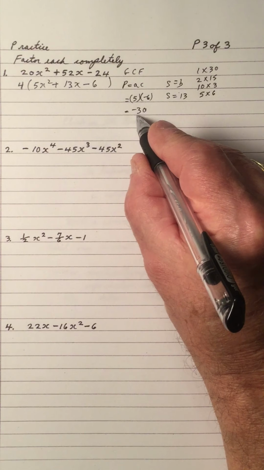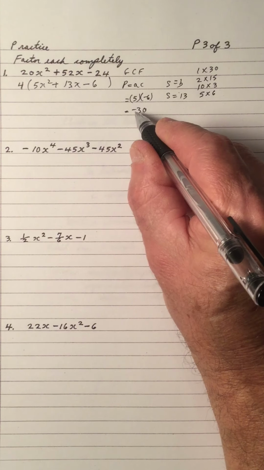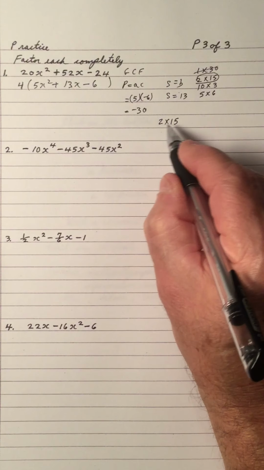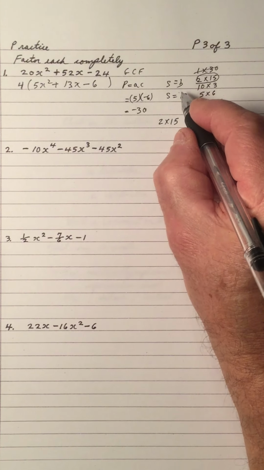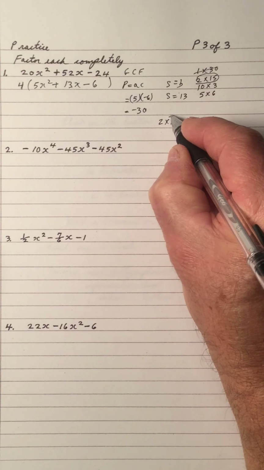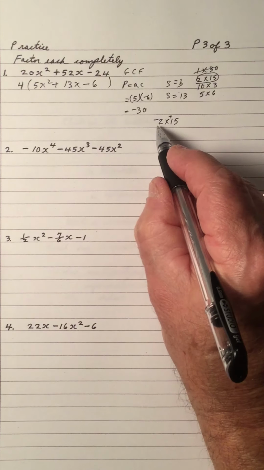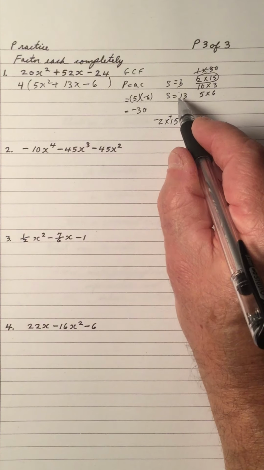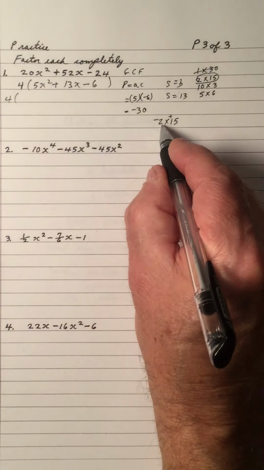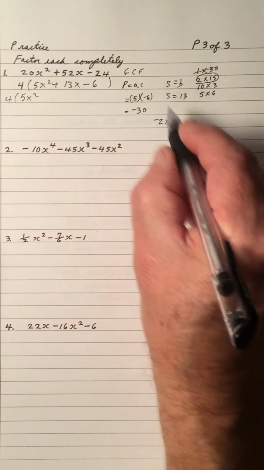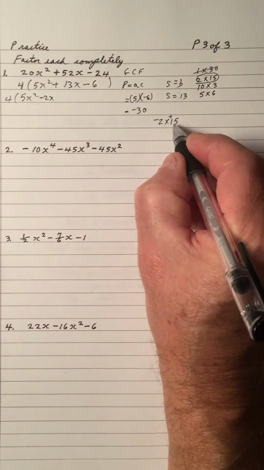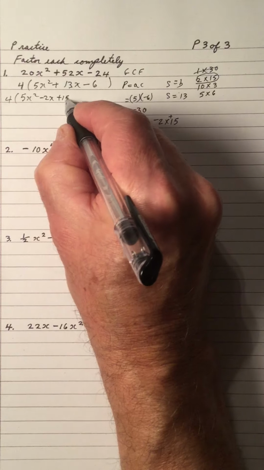So the product is negative, so the factors are going to be a plus and a minus, so that means they differ by 13. Yep, there they do. They differ by 13. So 2 times 15. But of these two, one of them is positive and one of them is negative. So the sum is positive, so that means the larger one is positive. Smaller one is negative. Multiply, negative 30. Add, 13. So we take these two factors and we get negative 2x plus 15x.